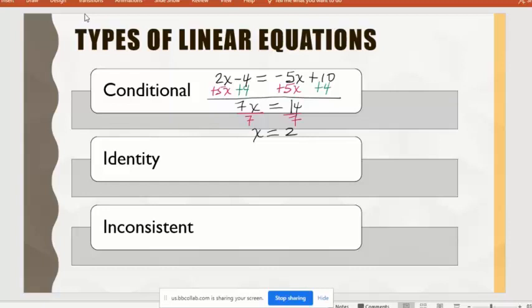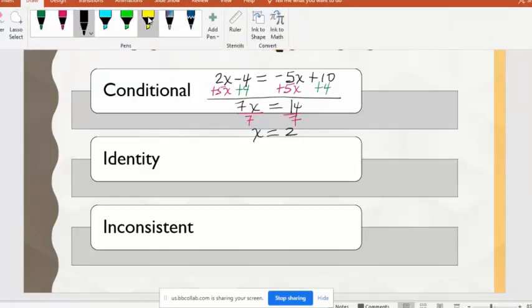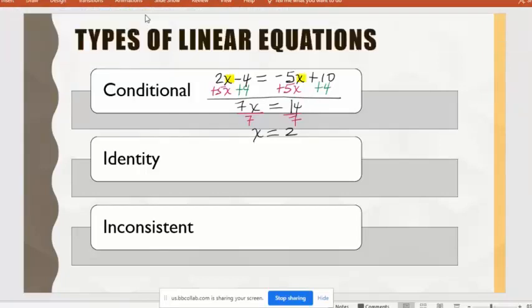Now we can also check our answers in an equation. All we would do is take that 2 and plug it back in the original expressions. So I'm going to plug 2 here and here. And we can just do a quick mental check if we are able. So that's 2 times 2 minus 4. Okay, so 4 minus 4, or 0. Negative 5 times 2, negative 10, plus 10, which is 0. And 0 equals 0. Those sides are equal to one another. This value creates a true statement, right?